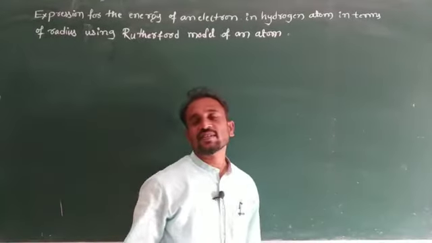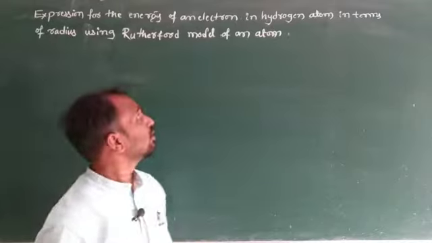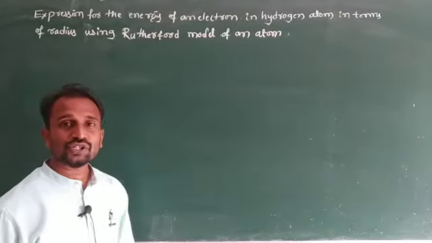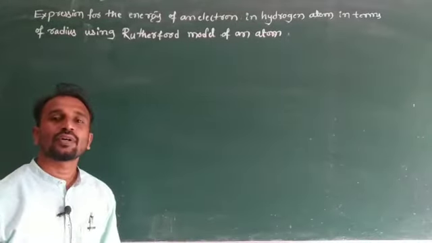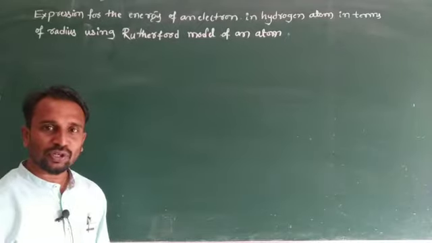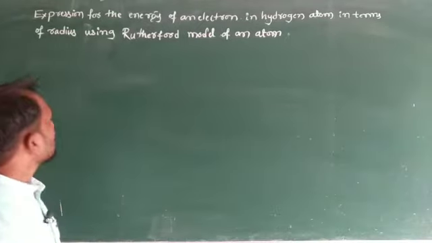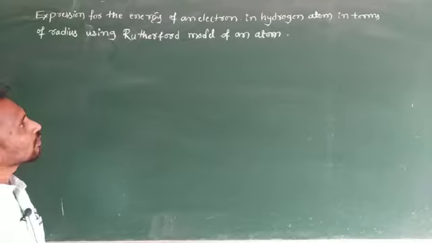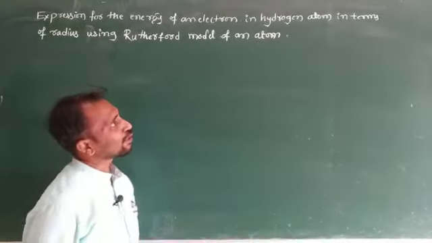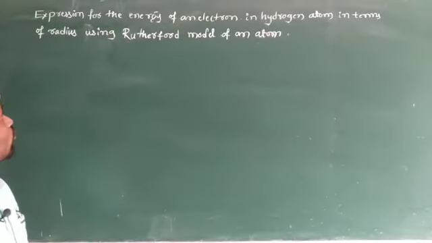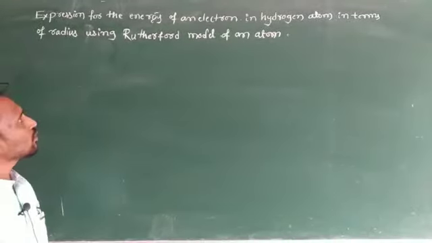Hello dear students, today we will discuss one derivation: the energy of an electron in a particular orbit. We want the expression for the energy of an electron in the hydrogen atom in terms of radius, using the Rutherford model of an atom.